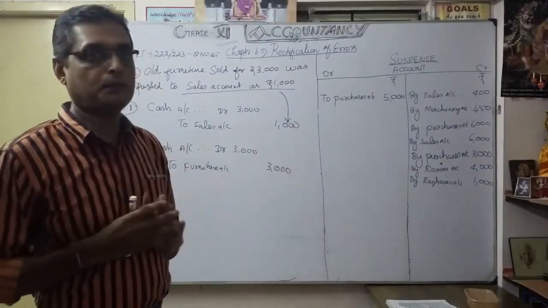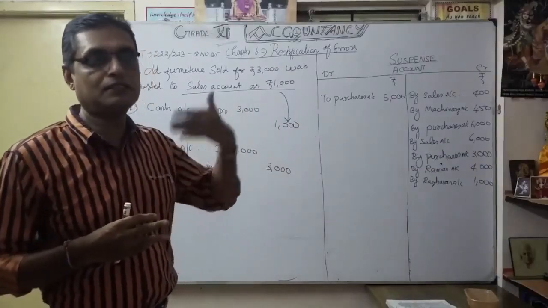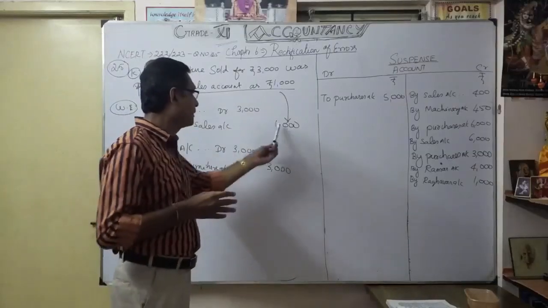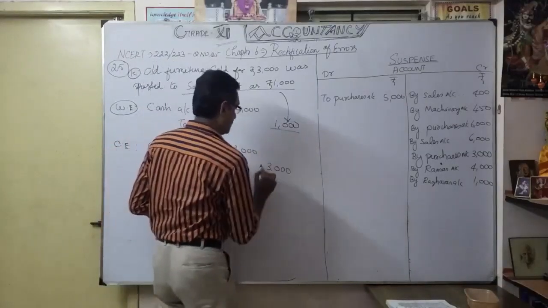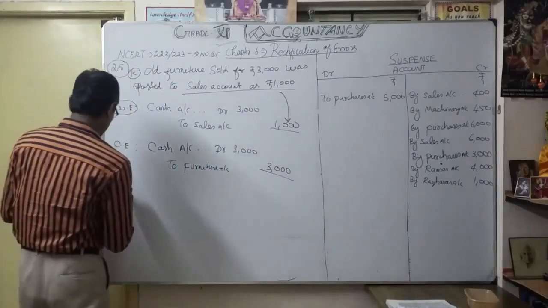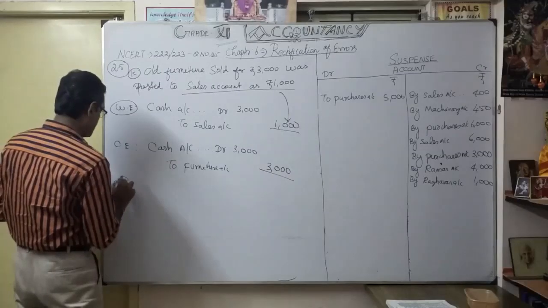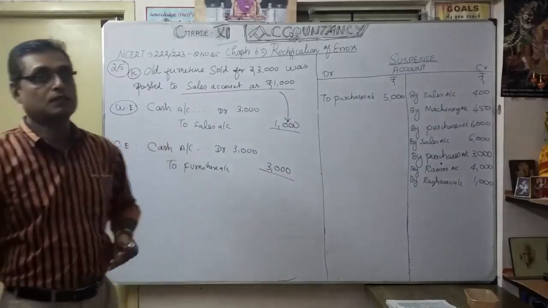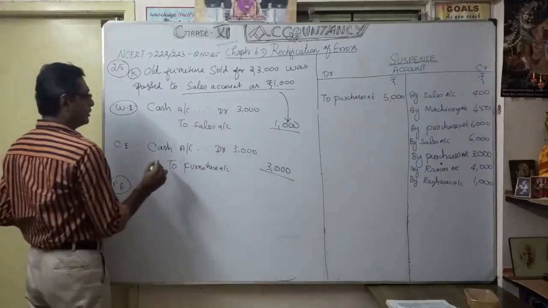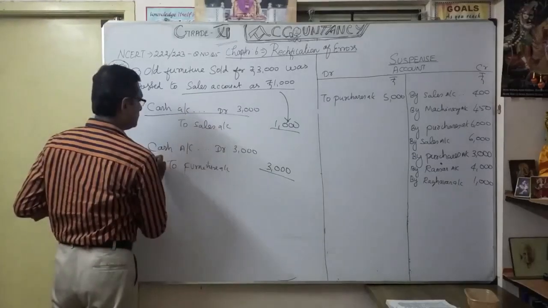So cash part, debit part, no issue. Only instead of furniture credited, they credited sales account. First mistake. Thereafter amount. So amount mistake. So how to do the rectification entry? Simple one, easy one. So this coming under error of what? Principal. Understood?